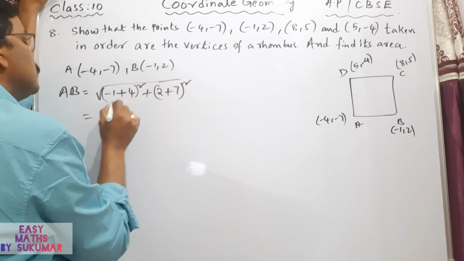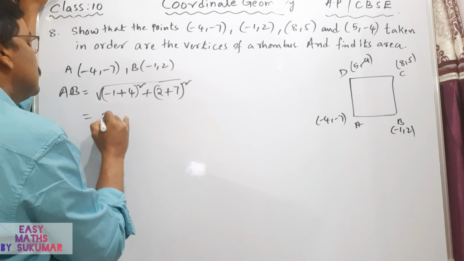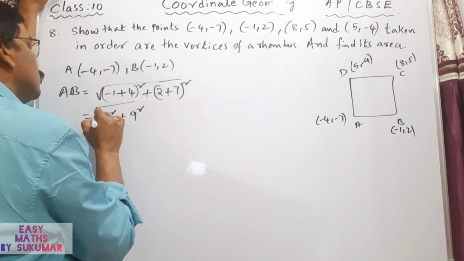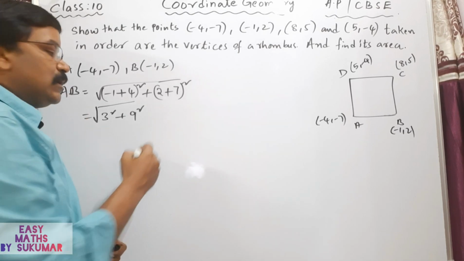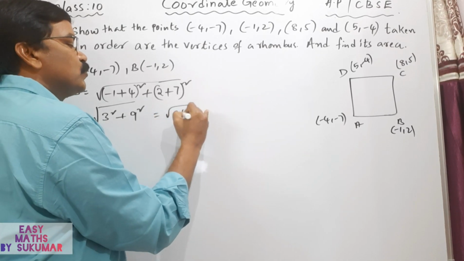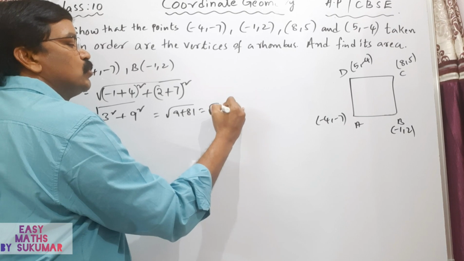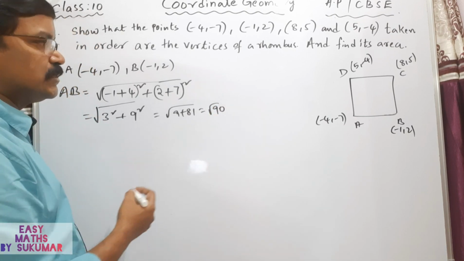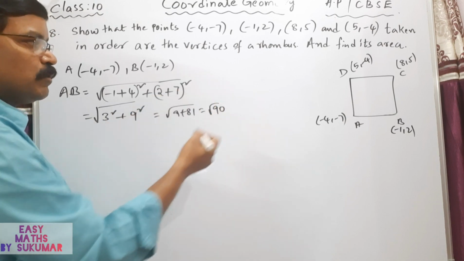So this is what? -1 plus 4 is 3 square. 2 plus 7 is 9 square under root. Okay, 3 square is 9. 9 square is 81. This is equal to root 90. Root 90. Okay, what next, students? Here AB is over. Now BC.